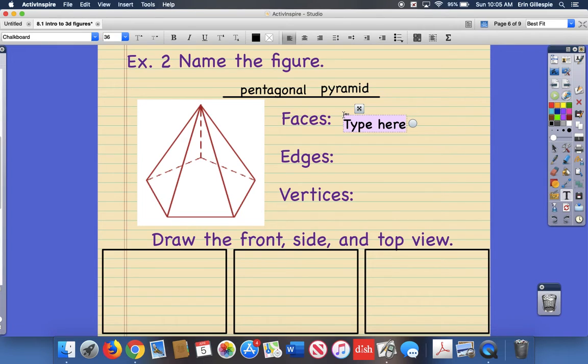So for faces, you should have come up with 6. There is 1 pentagon for the base, and then 5 triangles for the lateral faces. Edges, what do you think? Hopefully you came up with 10. There's 5 edges for that pentagon on the bottom, and then if you count for the triangles going along the side, there's 1, 2, 3, 4, another 5. So 5 and 5 is 10. And then vertices, 1, 2, 3, 4, 5, and then 6 up here at the top. Okay, so 6 vertices. Again, we're not going to worry about front, side, or top view, so don't worry about that.